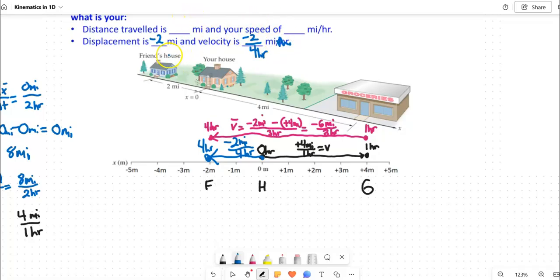Now, your distance traveled. You've got to count steps now. So that's going to be 1, 2, 3, 4 miles, and then you walked 5, 6, 7, 8, 9, 10. So your distance traveled is 10 miles, and you walked that 10 miles over the period of 4 hours.